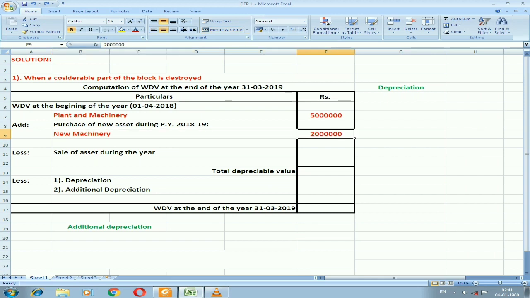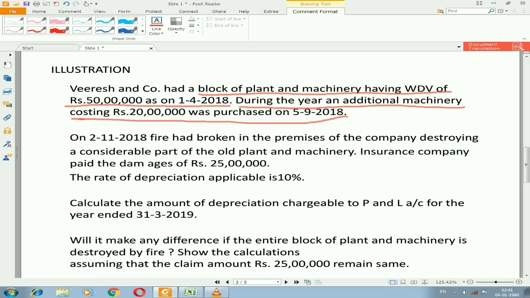Next, I need to enter sale of asset during the year. So in the year 2018-19, they have not done any sale of assets. In the illustration also, they have not given any sale of assets or any sale of old plant and machinery. But they have given one piece of information, that is on 2/11/2018, fire had broken out in the premises of the company, destroying a considerable part of the old plant and machinery. Insurance company paid damages of rupees 25 lakh.